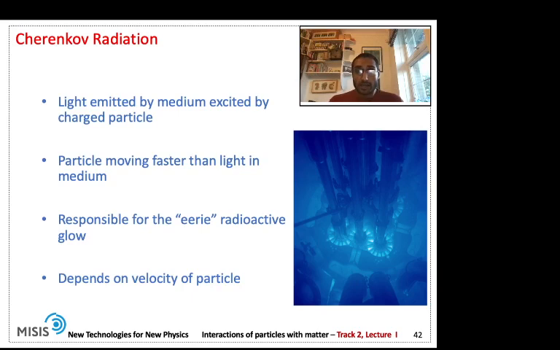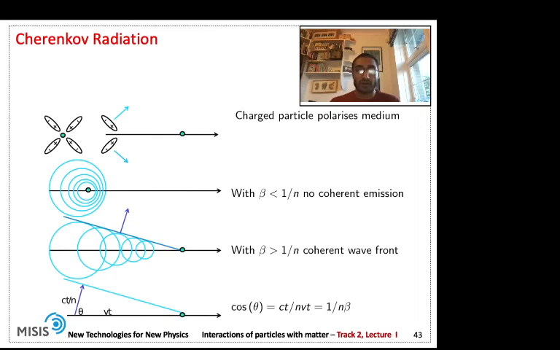And the amount of radiation depends on the velocity of the particle involved. So what's going on here? Well, as the charged particle goes through, it polarizes the medium. So if this particle were negative, it would draw positive charges towards it and repel negative charges in the atoms of the material, and therefore one would get a polarization effect. If you're traveling relatively slowly, with beta or v over c less than 1 over the refractive index, then the emission that results from this acceleration of these charges is incoherent. So one gets radiation, but one doesn't get a coherent wavefront.